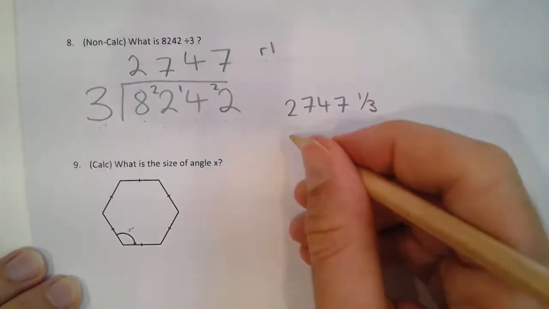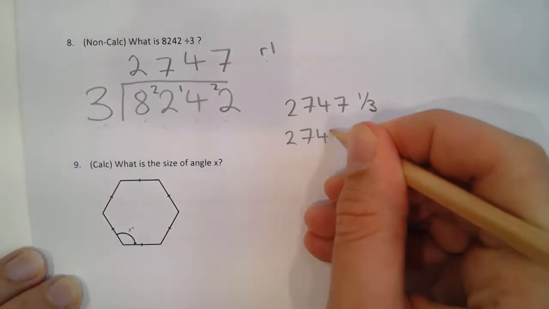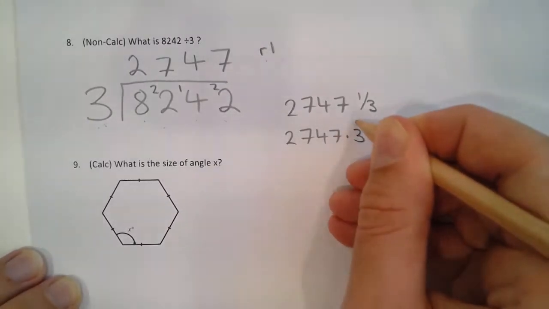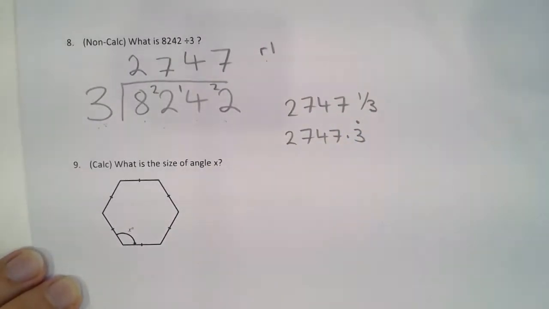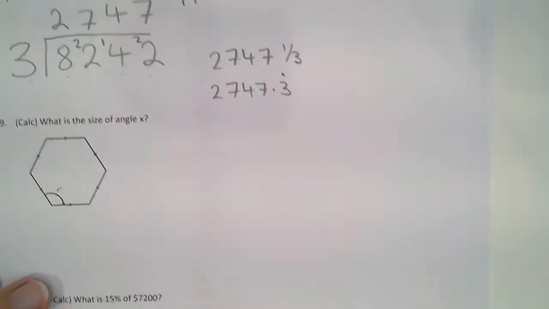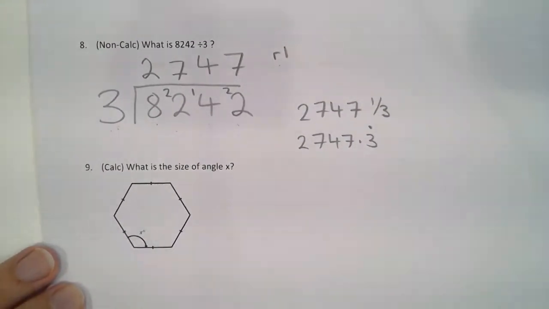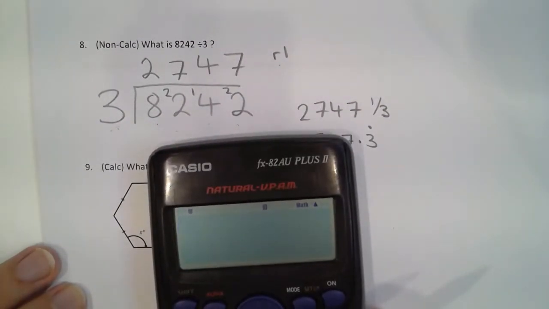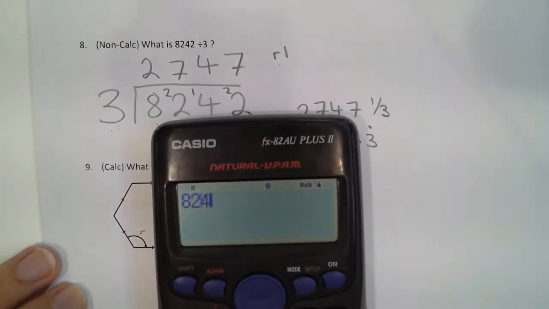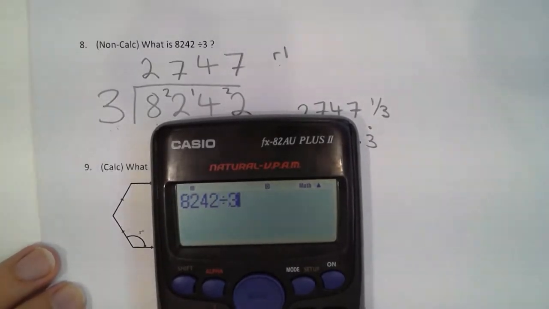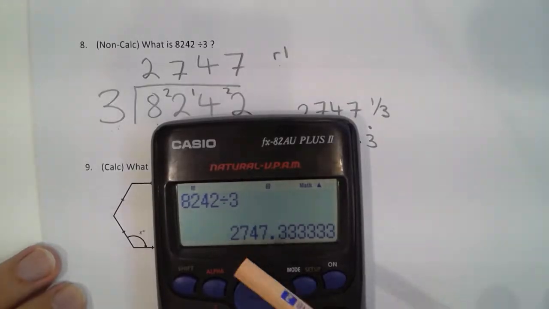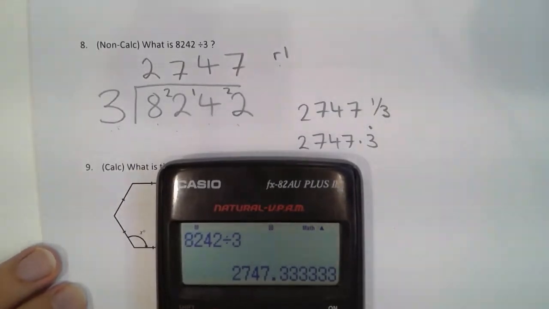Or we could write that as 2,747.3 recurring. Both would be acceptable answers. This one would probably be multiple choice. Let me just prove it in case you doubted me. 8,242 divided by 3. 2,747.3 recurring.